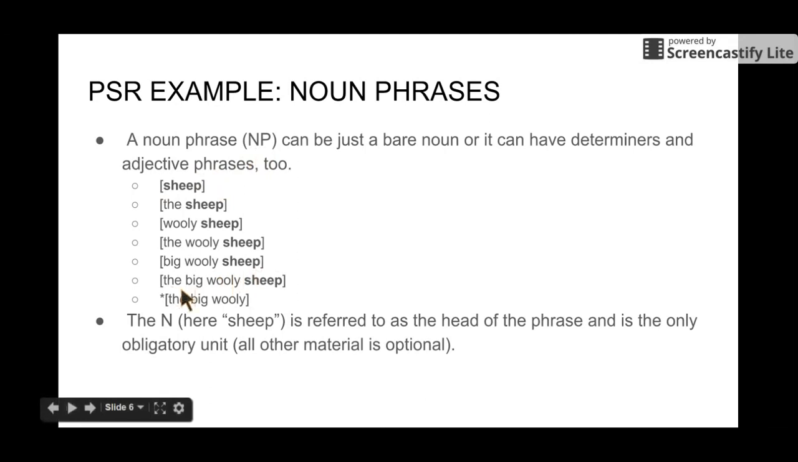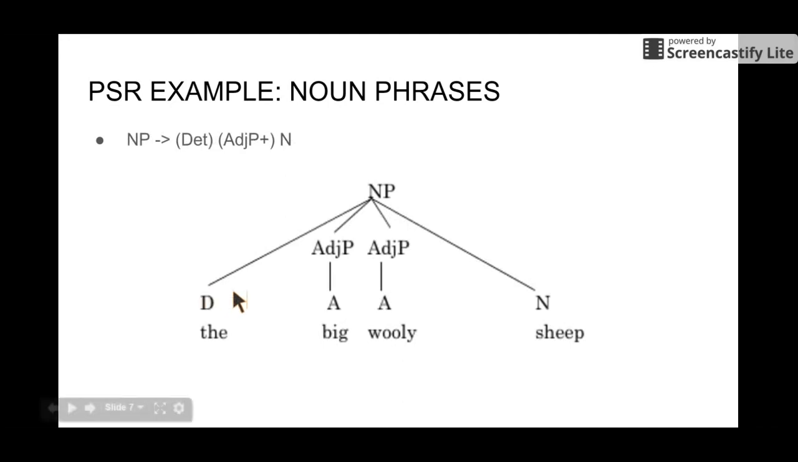And we can have so many elements. We can have four words together to form an NP. Then it means that the, big, woolly, the three elements are optional. To show this, we can have this rule. NP consists of an optional determiner, multiple adjectival phrases, and then the head, the N. So this will be optional, this will be optional, and this is optional as well. And we have adjective phrase plus, so we can have multiple ones.